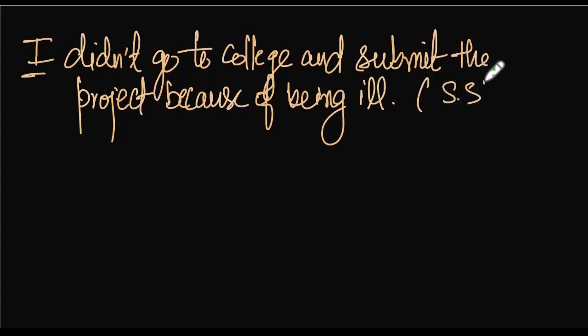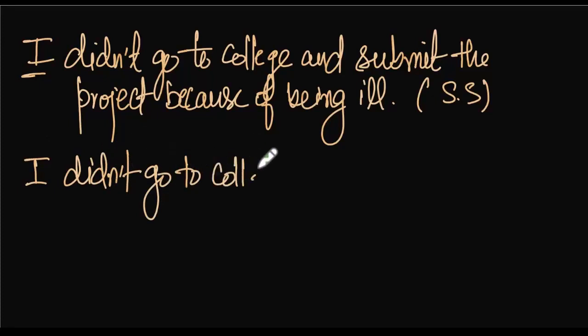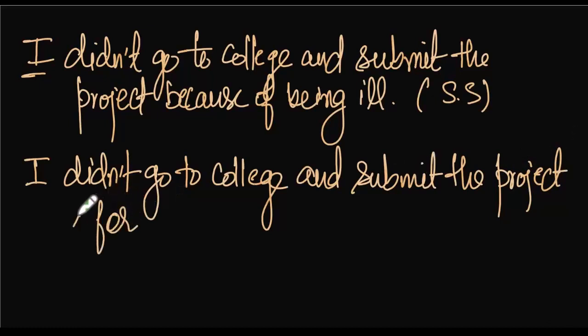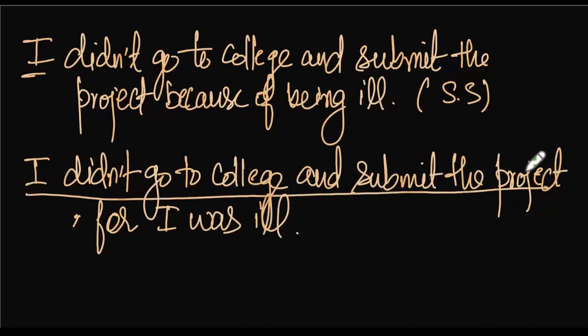So I can change it into a compound sentence. This is a simple sentence, right? Let's change it into a compound sentence. I didn't go to college and submit the project. Now, comma, for, which means because, it's a coordinating conjunction, for, I was ill. So now see, this is the first independent clause and this is the second independent clause, and it is joined with a coordinating conjunction and a comma, and this is how we form a compound sentence, right? So this is a compound sentence.